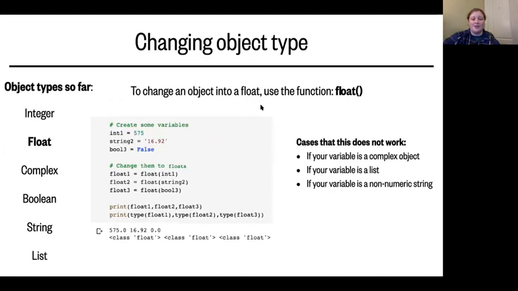To change an object into a float, you use the function float with the parentheses. Here are some examples. We have an integer, a string, and a boolean. We perform the float function on each of them, and you can see for the integer, it just adds a 0.0. For the string, once again, it just takes the numbers out of the string. And for the false, it gives you a 0, but because it's a float, you have a 0.0 as well. And you can see the type is float for each of those. There are cases where this doesn't work, cases where your variable is a complex object, your variable is a list, or your variable is a non-numeric string.